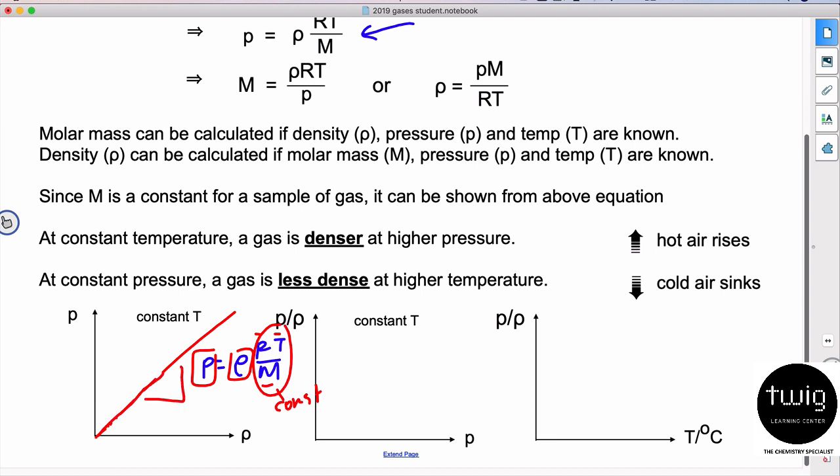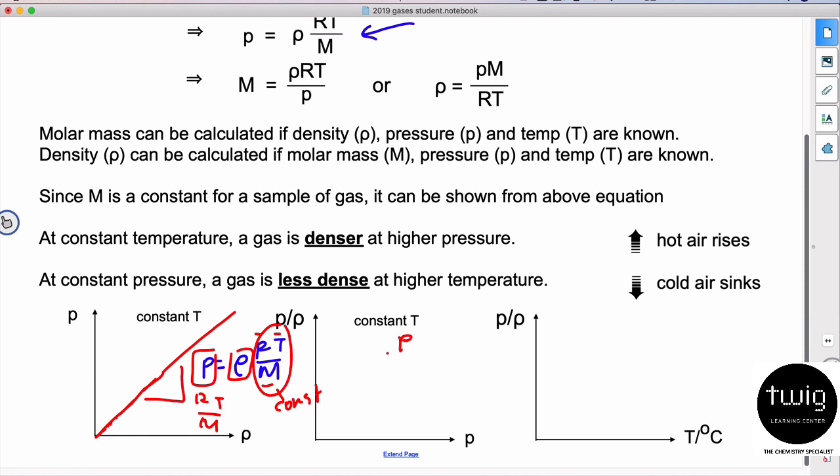And the gradient is of course RT over M. That's a gradient. Okay, so you must be able to understand and do it this way. Pressure is proportional to density. This whole part is a constant. Okay, the next one, pressure over density versus pressure.